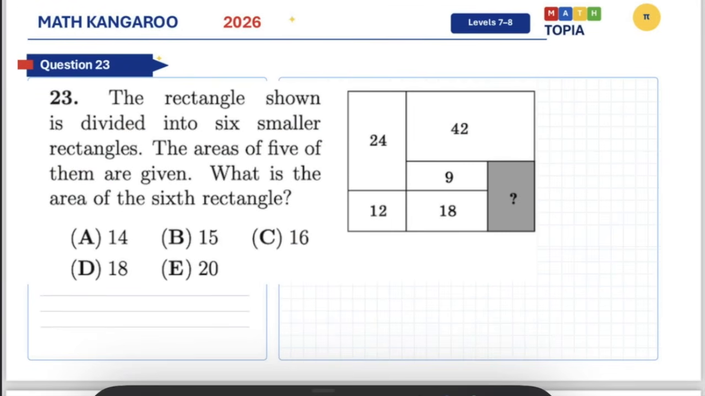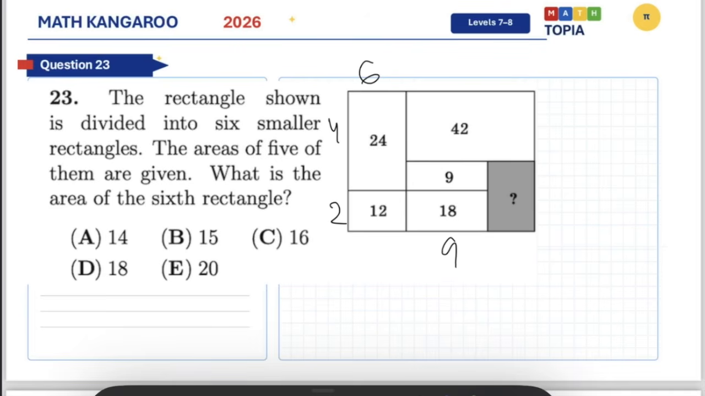The rectangle shown is divided into 6 smaller rectangles. The areas of 5 of them are given. What is the area of the 6th rectangle? Let's look at these two areas over here, 24 and 12. This means that this side length must be a factor of both 24 and 12. Let's make an educated guess and say that this is 6. If this is 6, this is 4, this is 2.